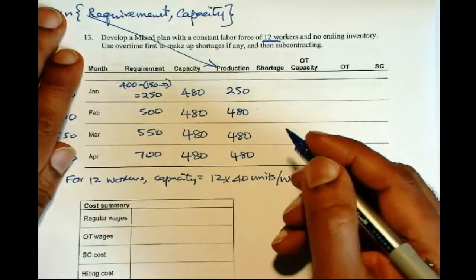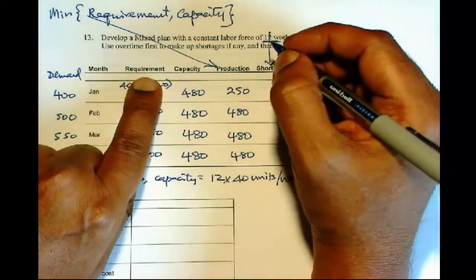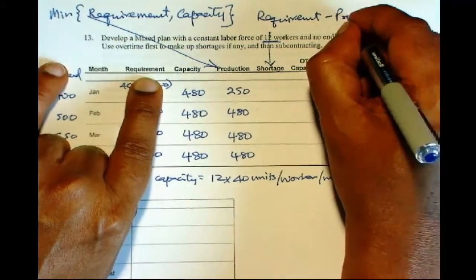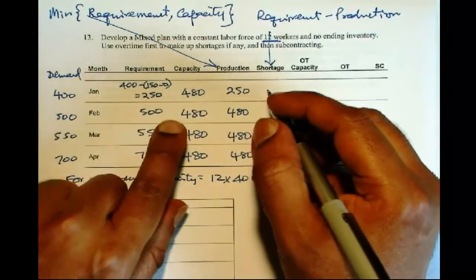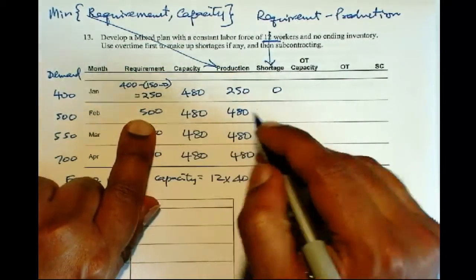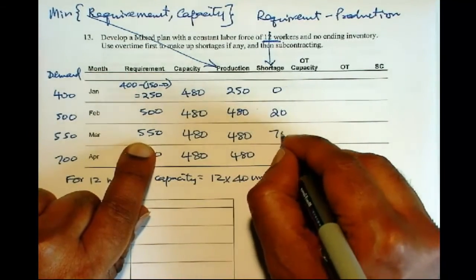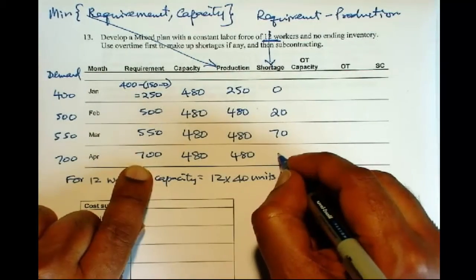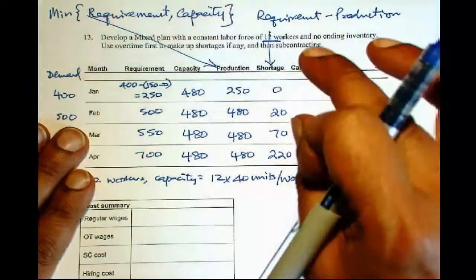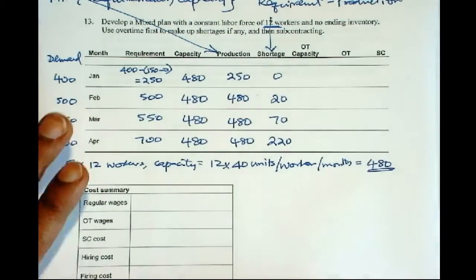Now shortage, remember shortage is requirement minus production. So this will be 250 minus 250 is 0. 500 minus 480 is 20. 550 minus 480 is 70. 700 minus 480 is 220. Now these are the shortages. Now we have to use overtime first. Then if we still have shortage, then we have to make that up using subcontracting.